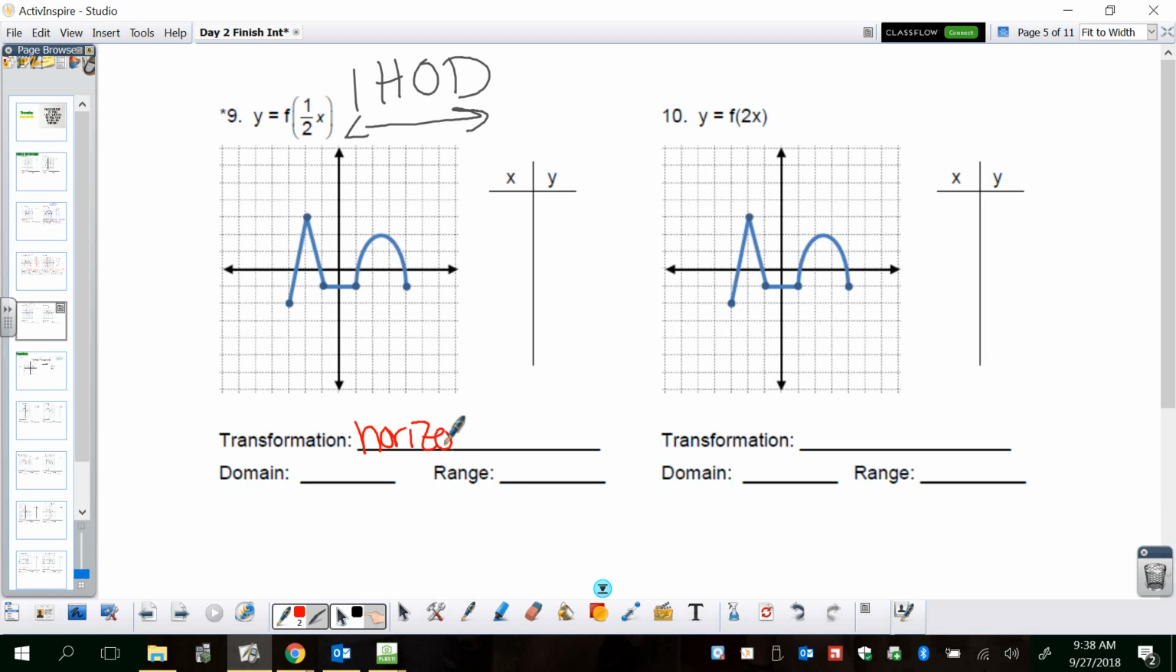Horizontal compression by 1/2. Okay? So we're going to pay attention to the width now, right, Giovanni? Good morning.